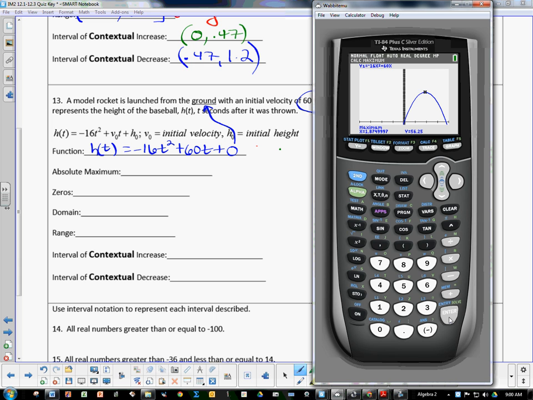There it is. That happens to be 1.87. 1.88 rather. Yep. No, 1.87. So you're 1.875. So your absolute maximum is 1.87, comma, approximately 56.25. They rounded it in my calculator.